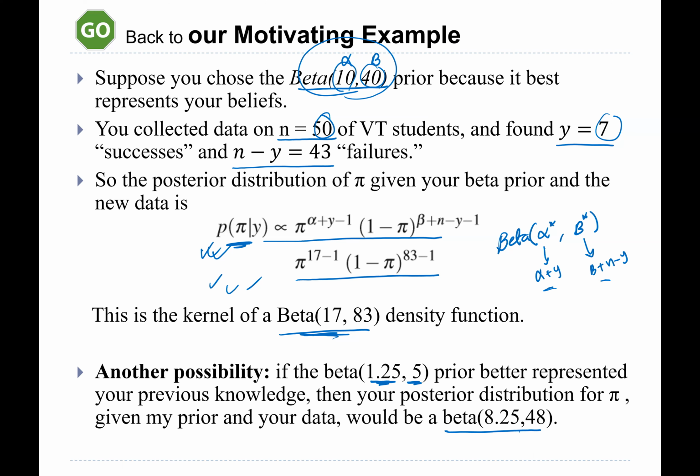If I would like to calculate the mean of this one, it is alpha divided by alpha plus beta. This is the estimation of the population proportion using the Bayesian approach under conjugate prior and so on.